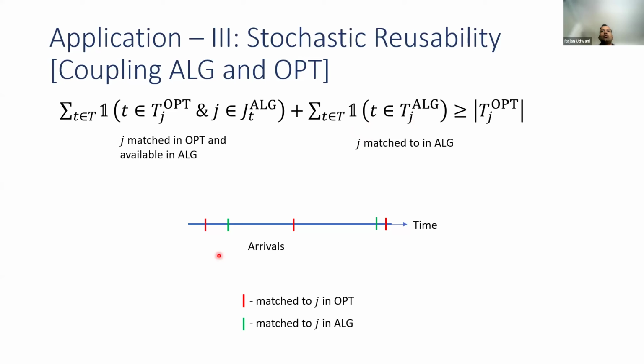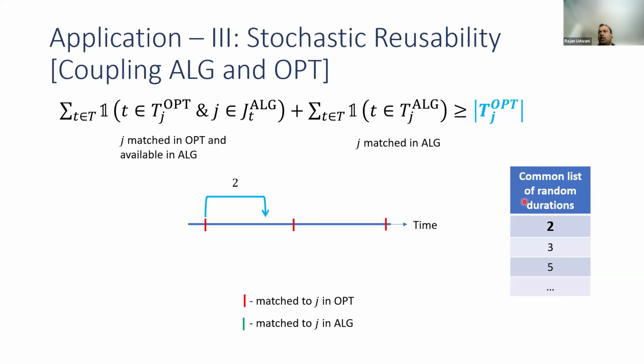Okay, so here's the proof by picture. So this line over here is time. So this arrow indicates that I'm moving forward in time as I go from left to right. And these dashes in different colors are some arrivals that get matched to J in opt or ALG. So the red ones get matched to J in opt. The green ones get matched to J in ALG. Okay. So let me just look at the right-hand side first.